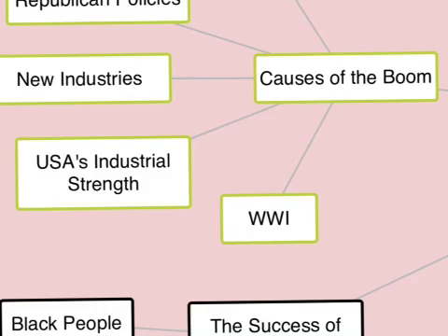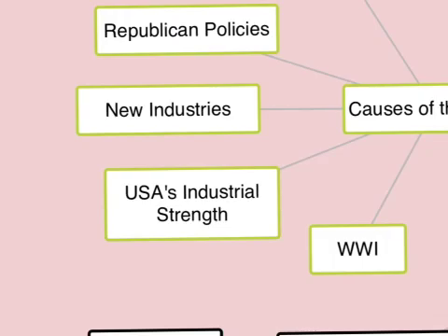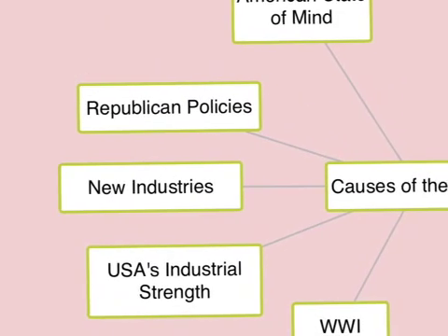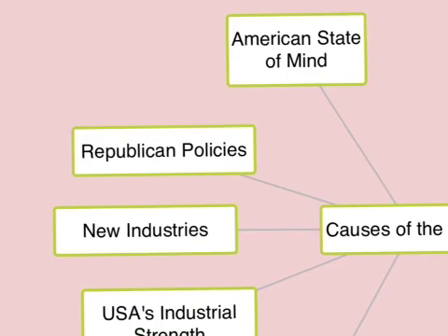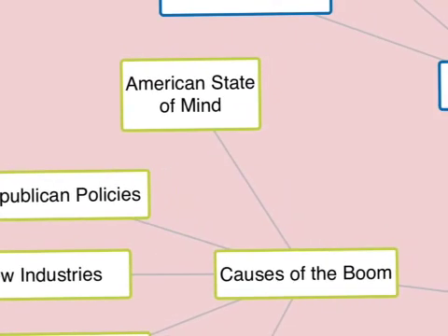Then there's USA's industrial strength, okay? What resources, what raw materials have they got in America, those kind of things. The new industries, the cars and the way they're produced. The Republican policies, tariffs, laissez-faire and low taxation. Again, get those three off there and tell me a little bit about each one. American state of mind, I want you to spend rather than, let's save.